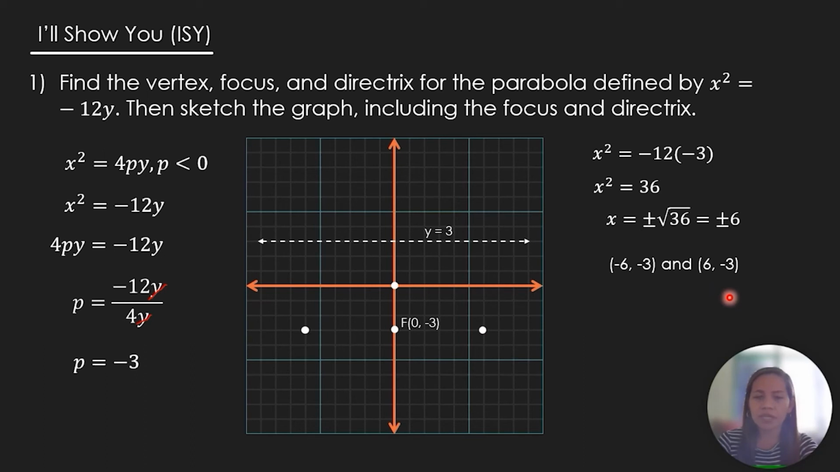So, if you can see here, we have these points, okay? This one is negative 6, negative 3. Because if you count this, you have 1, 2, 3, 4, 5, and 6. That's negative 6, negative 3. And this one, on the opposite side, you have positive 6 and negative 3. So, from there, we can already have more or less an idea of how our parabola would look like. So, I can just have the graph like that, okay?